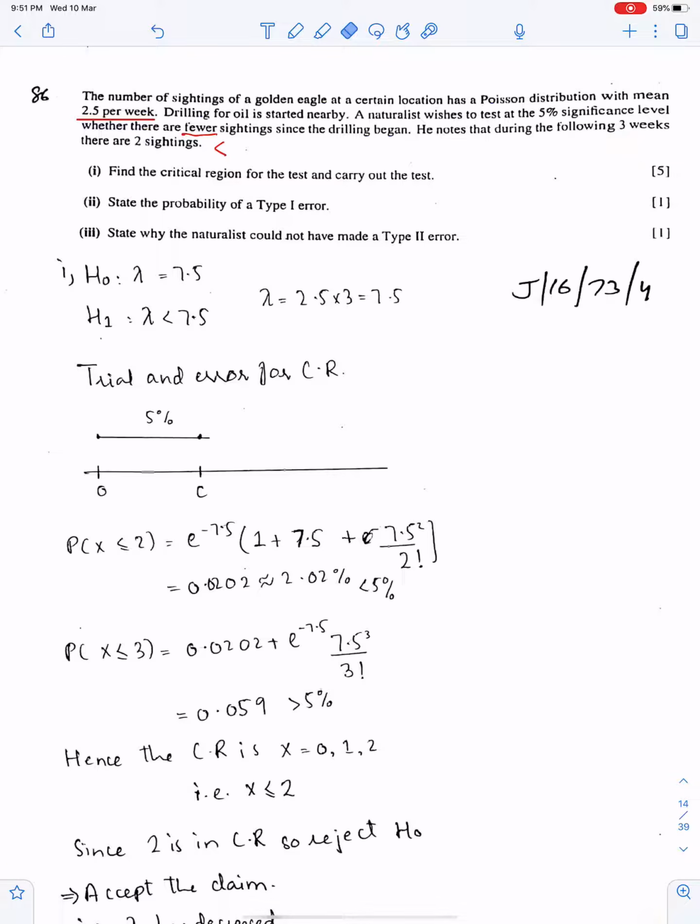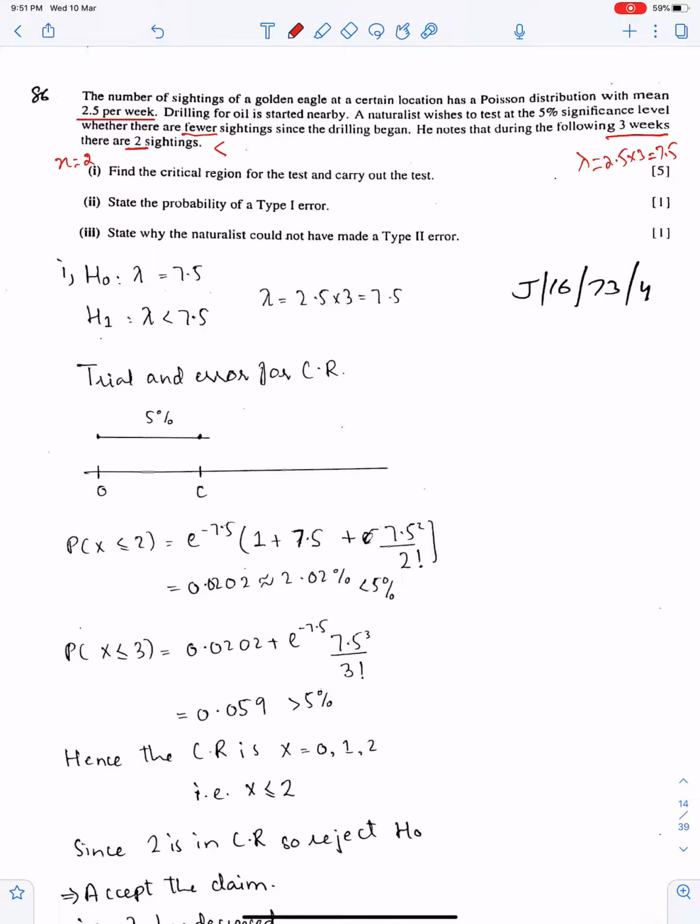This means the unit of Poisson. 3 weeks means you have to change the value of lambda. Lambda is 2.5 and for 3 weeks it will be 7.5. It's here. And the test value is 2. This is the test value. Find the critical region for the test and carry out the test.